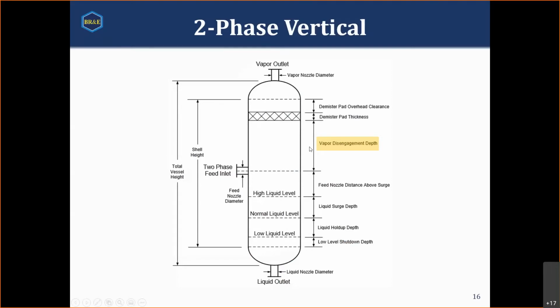The minimum vapor disengagement depth, if it is specified, is going to limit how small this value can get. So if ProMax calculates that your vapor disengagement depth needs to be 2.5 feet, but you have a minimum vapor disengagement depth of 3 feet, then ProMax will override the calculated value with your minimum instead.